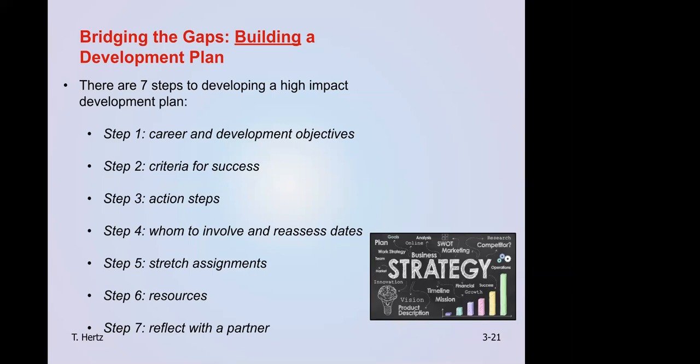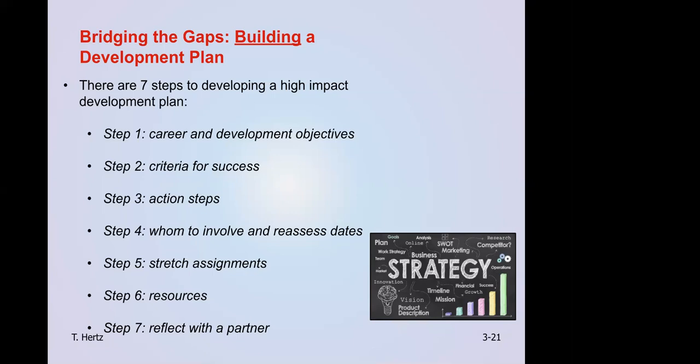So bridging those gaps, identifying the gaps in the gaps: 7 steps for a high impact development plan. Number 1, setting the objectives that come from your gaps. They need to be high priority career objectives. You should not be working on more than 2 or 3 career objectives at one time in your career. That's enough. 2 or 3 is plenty to work on if you want to be effective.